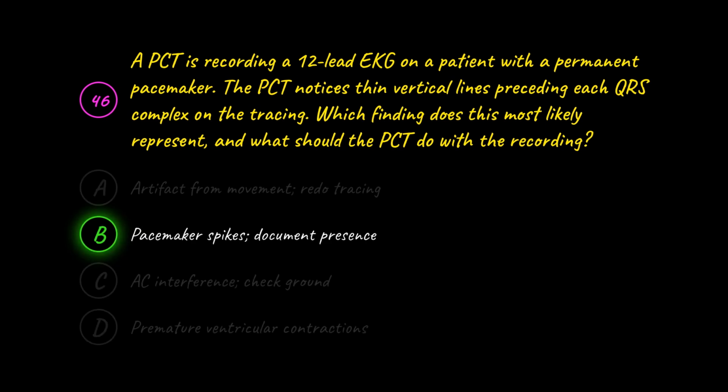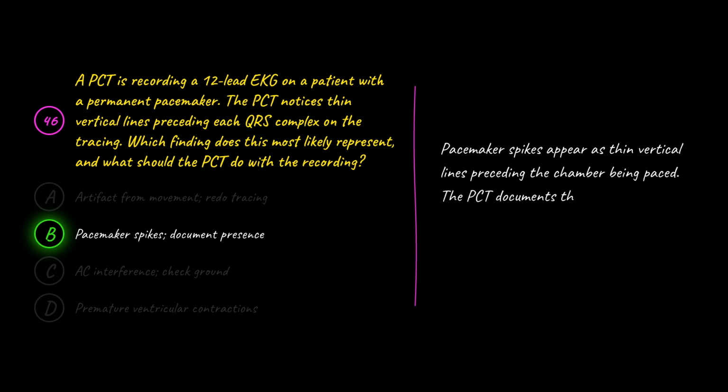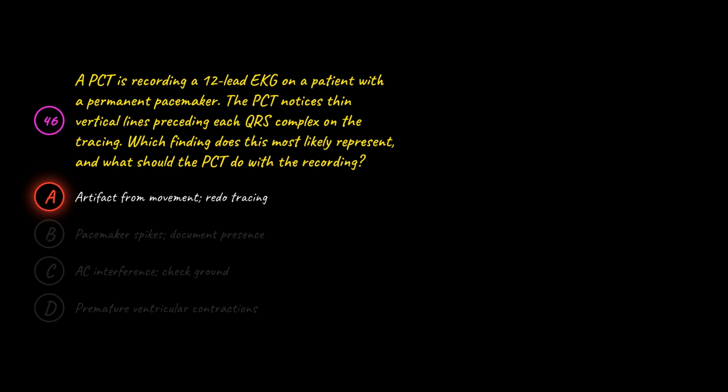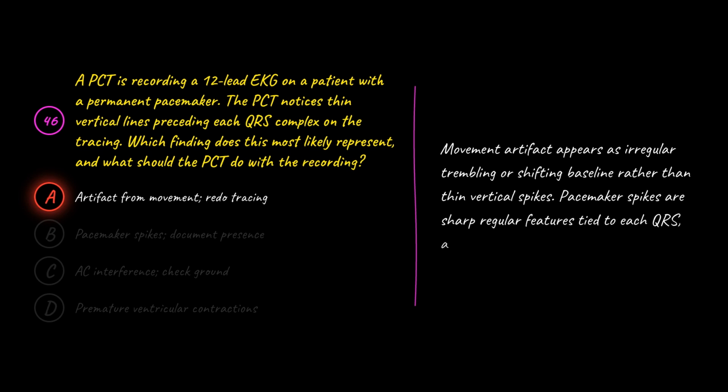Pacemaker spikes, document presence. B is correct because pacemaker spikes appear as thin vertical lines preceding the chamber being paced. The PCT documents the presence of pacing on the tracing, so the interpreter knows to read the EKG with that context. A is wrong because movement artifact appears as a regular trembling or shifting baseline rather than thin vertical spikes. Pacemaker spikes are sharp regular features tied to each QRS, and the situation calls for documentation rather than re-recording.